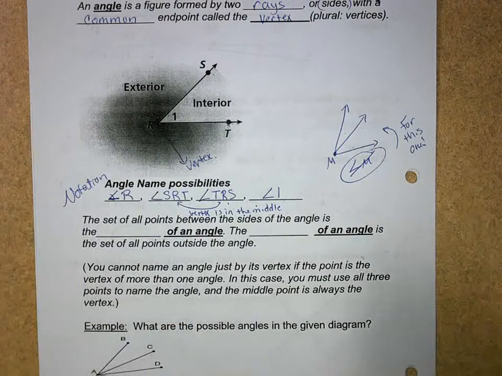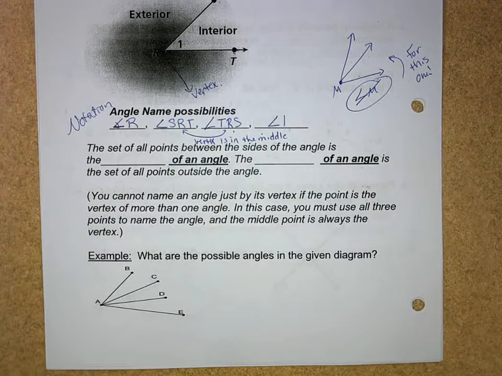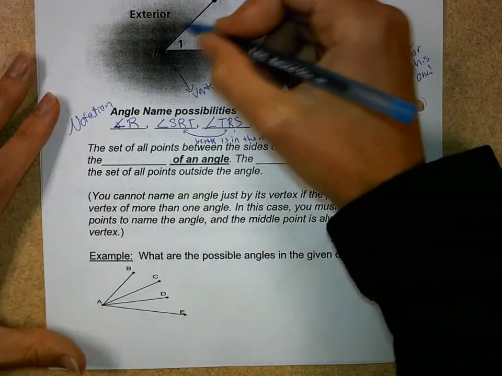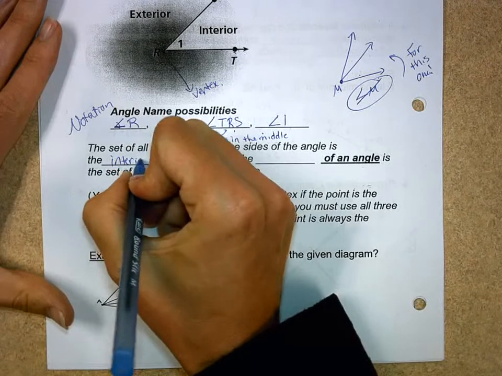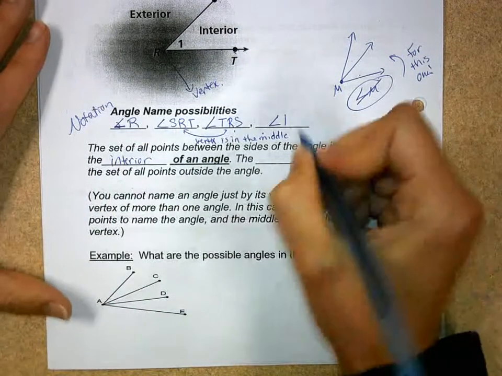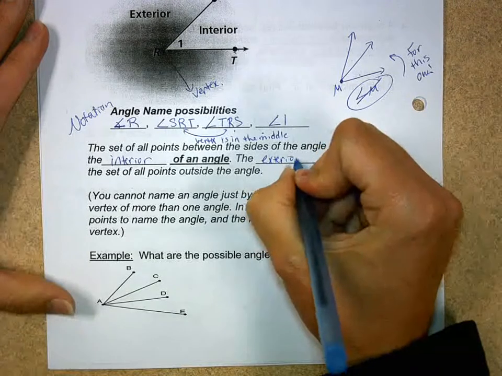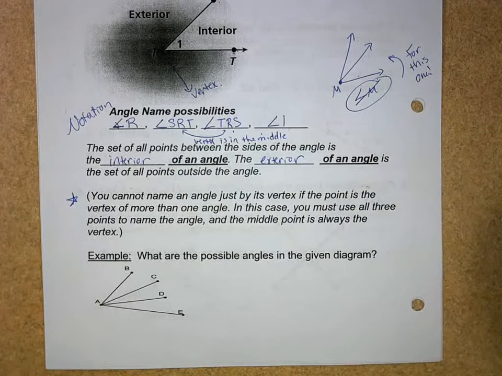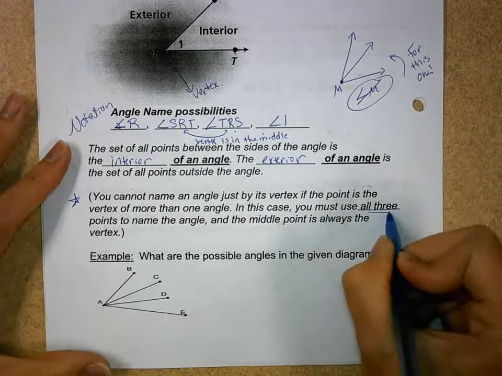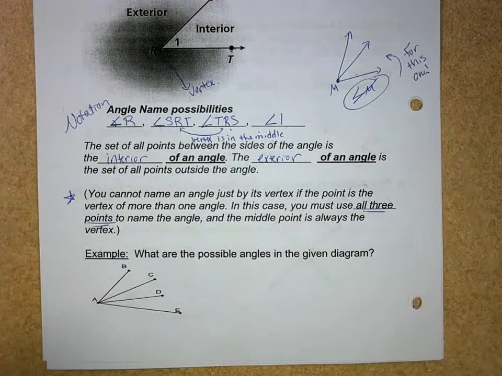All right, and then we keep working. The set of all points between the sides of the angle is called the interior. And obviously the interior is inside. If you were to close the angle, think of it like on a hinge, that would be your interior. And everything on the outside of it is going to be exterior. Pretty simple. Here's the important stuff I was telling you earlier. You cannot name an angle just by its vertex if the point is the vertex of more than one angle. In this case, you must use all three points to name the angle.